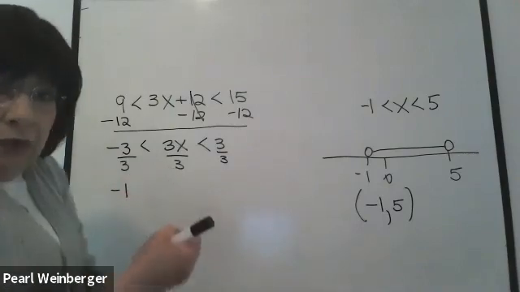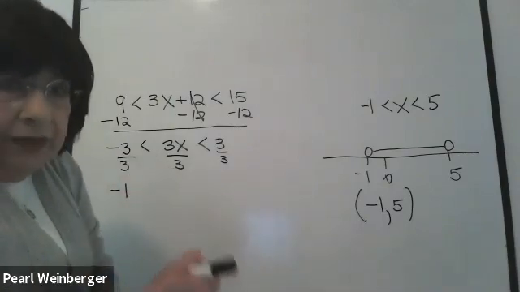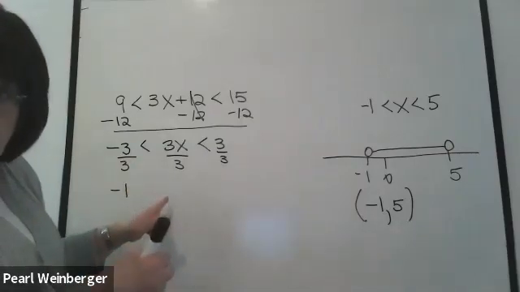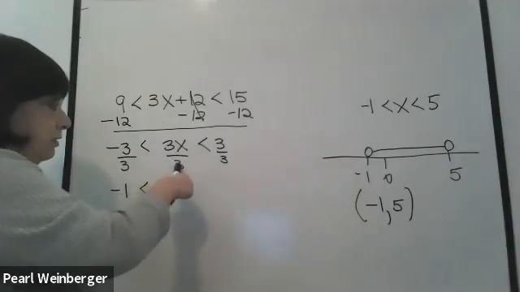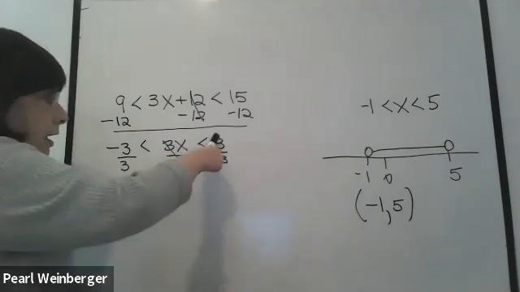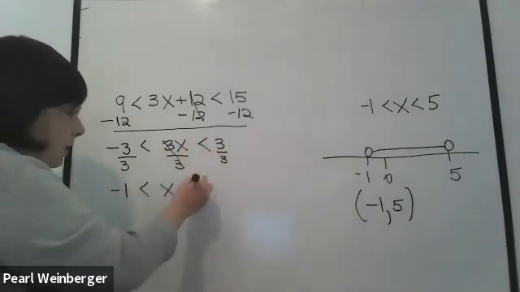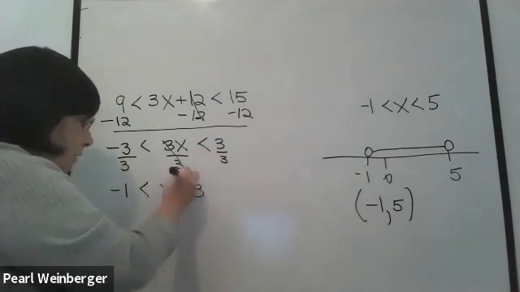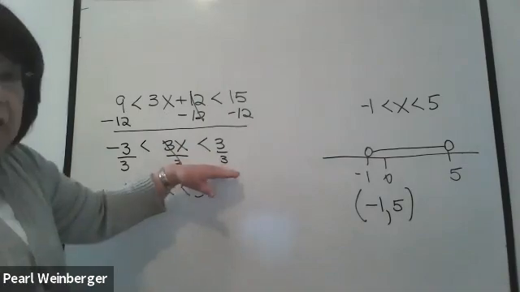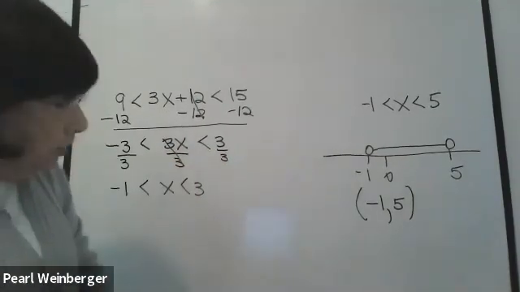What kind of a number am I dividing by? It happens to be a positive number. Do I have to switch the direction of the inequality? No, because I'm dividing by a positive number. So this is less than 3x divided by x just gives me x. And finally, 3 divided by 3 is 3. Again, we have not changed the direction of these inequalities because all we did was divide by a positive number.